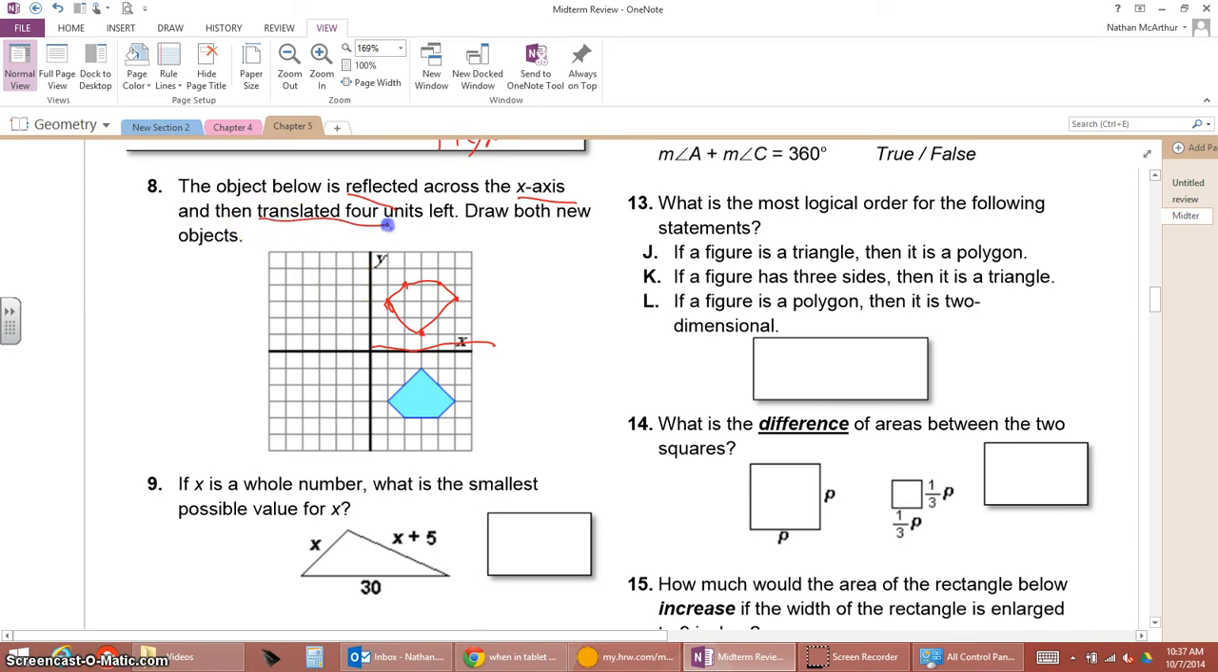Now it says translated 4 units to left. So now I move 4 left. 1, 2, 3, 4. Uh-oh. Go here. 1, 2, 3, 4. Everything just gets moved 4 over. Now my final answer looks like it's going to be here, here, here, here. So those are my 2 new objects. I would have done them in multiple colors if I thought about it, but I didn't.